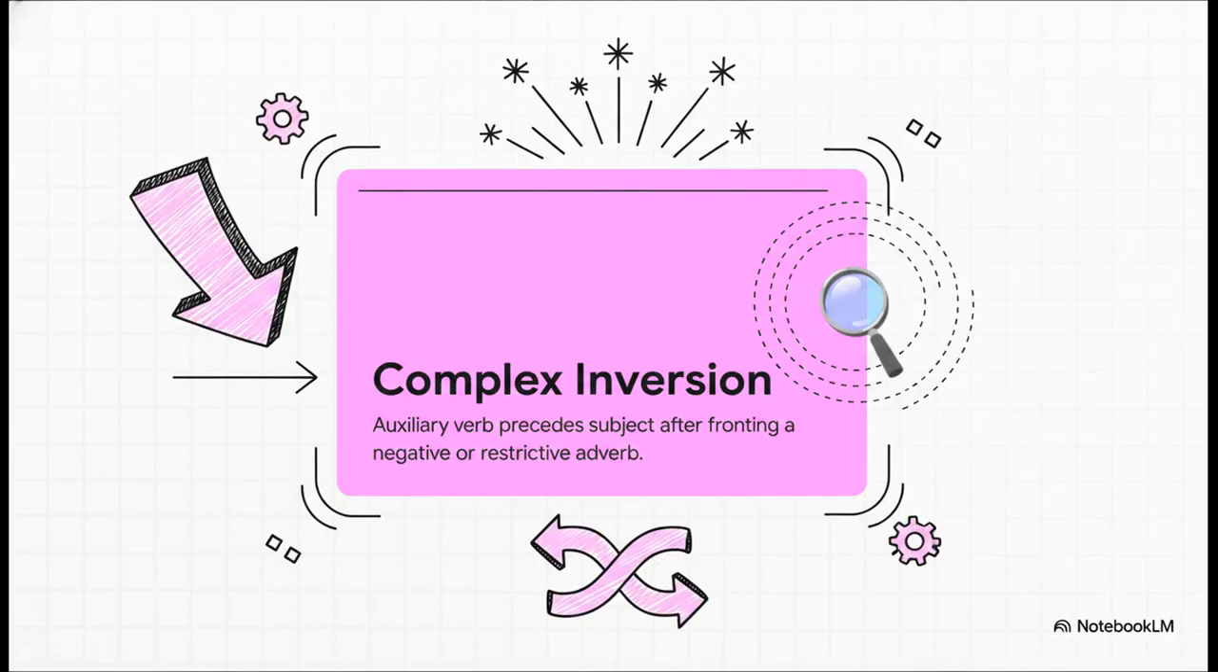So what exactly is this syntactic manipulation? Complex inversion is a fascinating structural shift. It's where the auxiliary verb precedes the subject. You'll usually see this triggered by adverbs, specifically negative or restrictive adverbs placed at the very front of a clause. Flipping the standard word order like this creates an immediate, striking emphasis. It completely elevates your entire sentence structure.